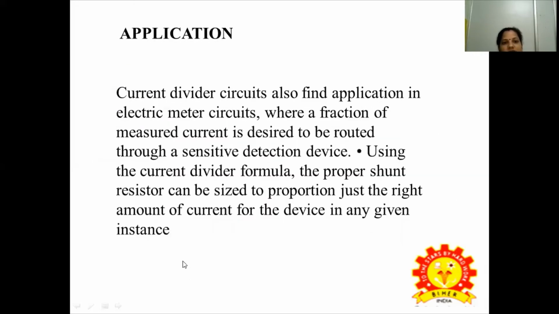So, the application of the current division rule. The current divider circuit also finds application in electric meter circuits, where a fraction of the measured current is routed through a sensitive detection device. So using the current divider formula, the proper shunt resistor can be sized to provide just the right amount of current for the device in any given instance.